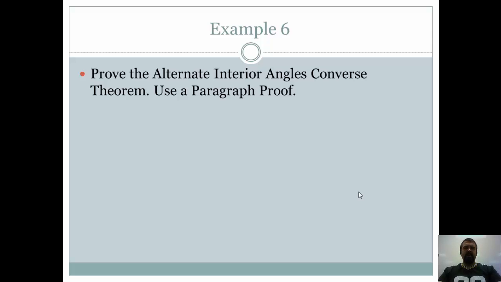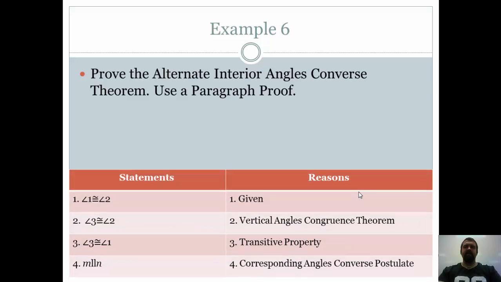To help us out a little bit, I'm going to recopy the chart here so we have something to look at. Now, if I was going to put this into words, I would say something like, it is given that angle 1 is congruent to angle 2. Angle 2 and angle 3 are vertical angles, and they are congruent to each other because of the vertical angle congruence theorem. I have angle 2 being congruent to both angle 3 and angle 1. And that means angle 1 is congruent to angle 3 by the transitive property.